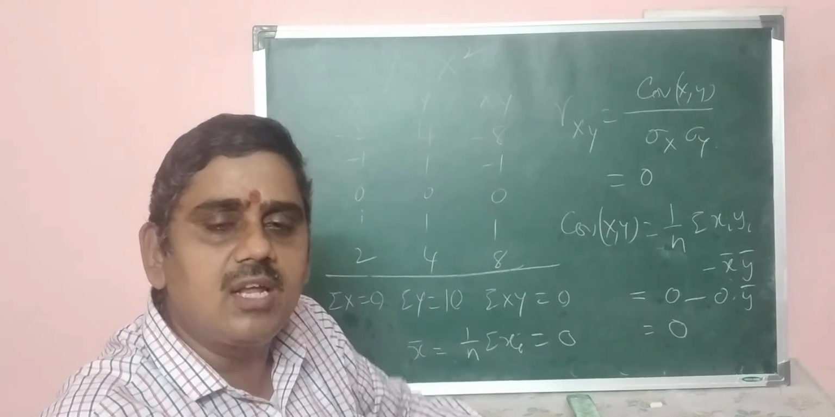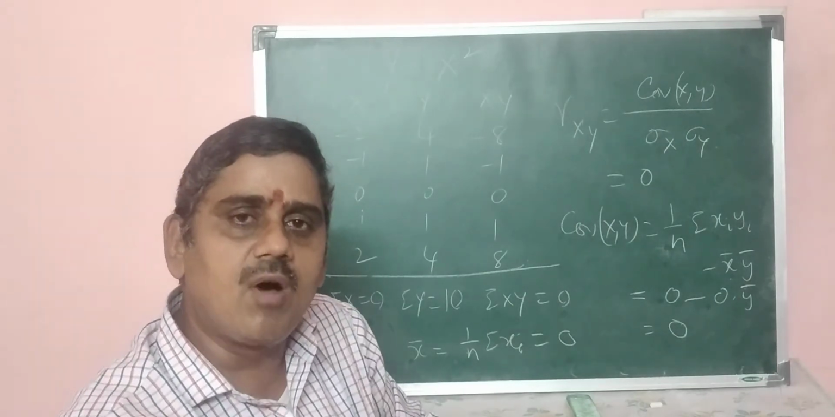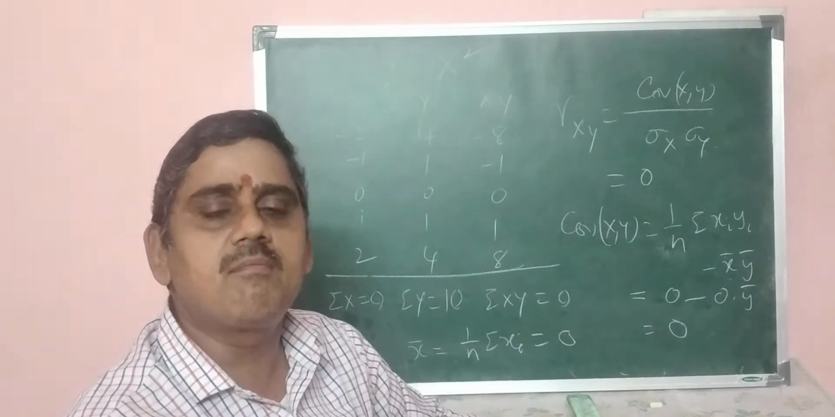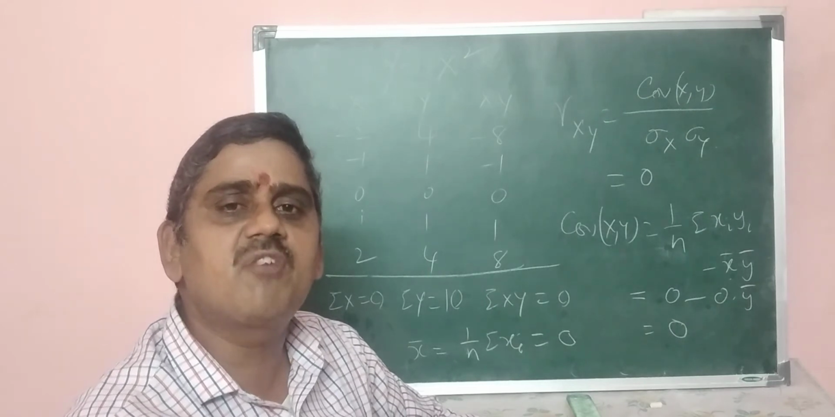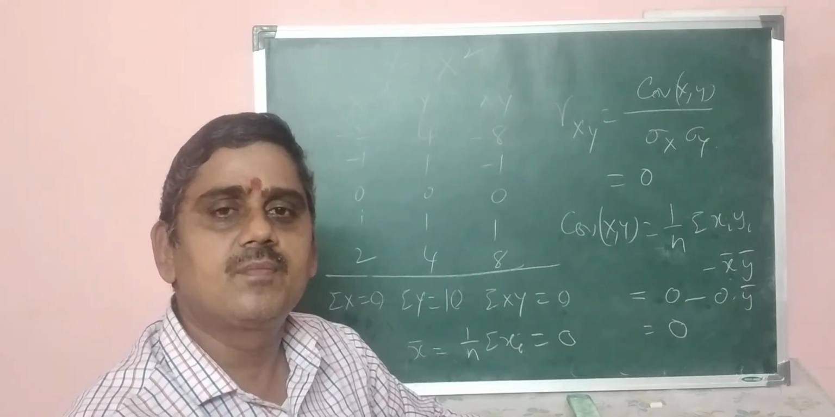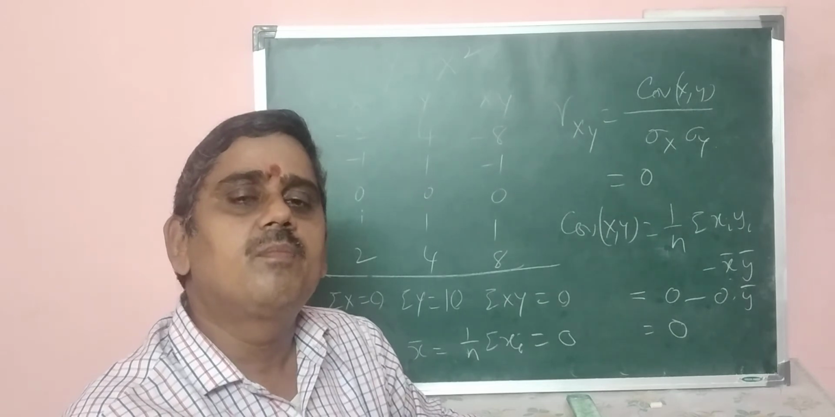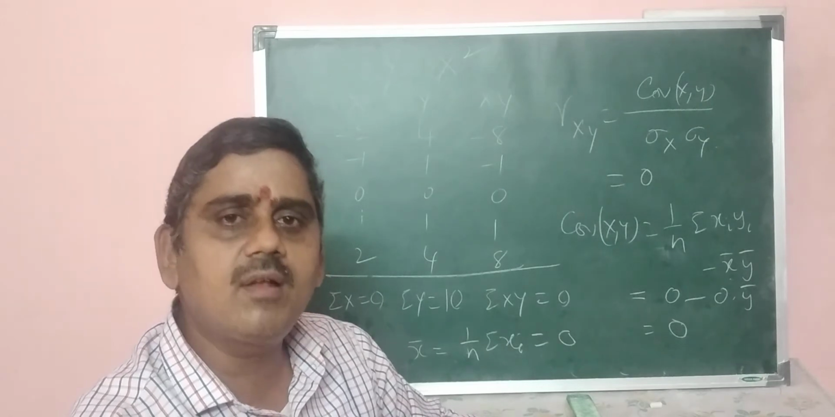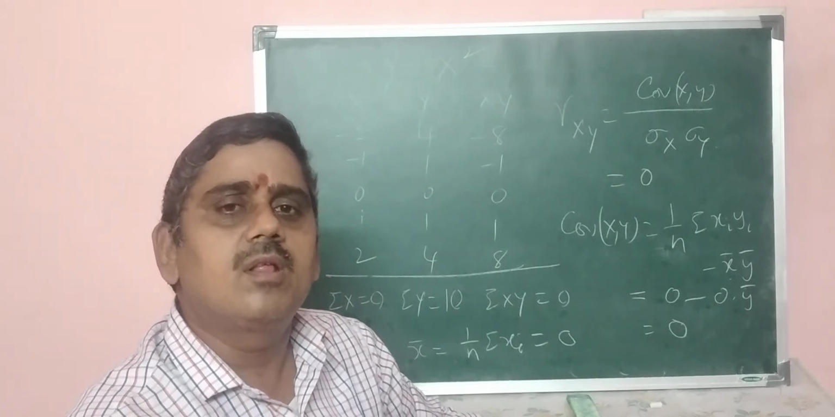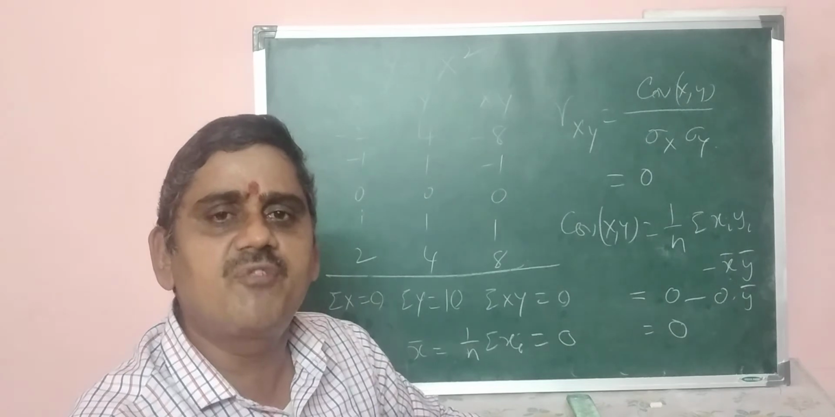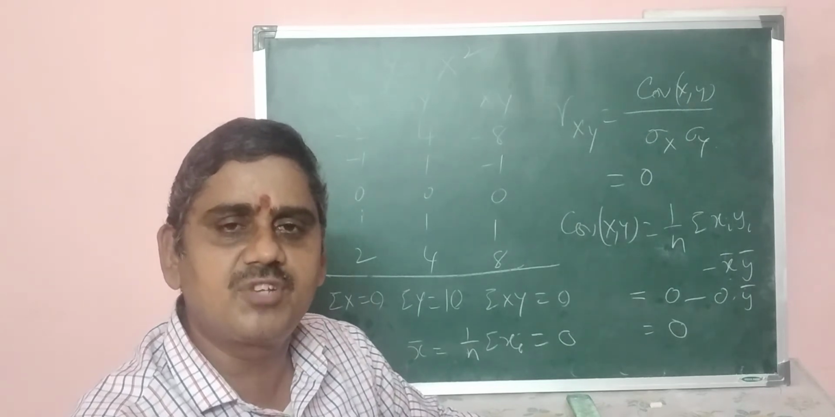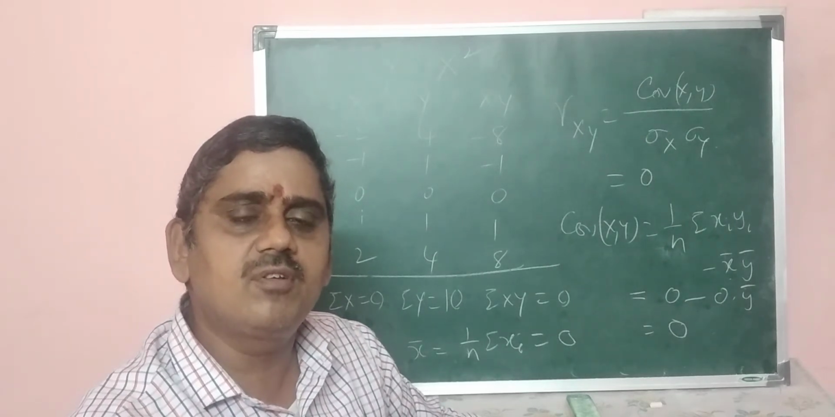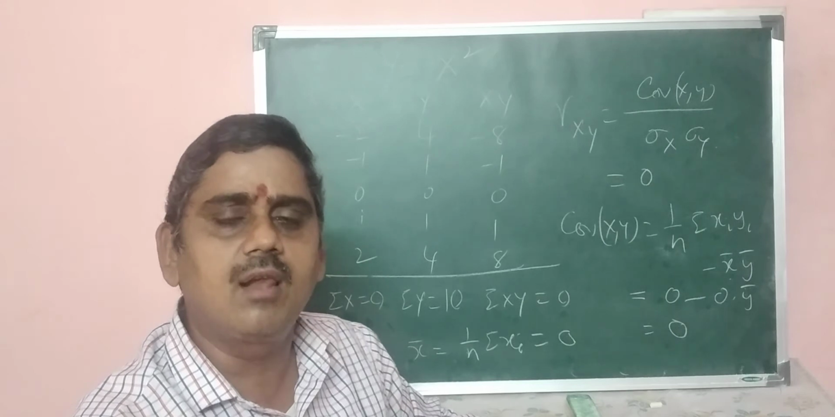What are the properties? I recollect. Property number 1: correlation coefficient is purely a number, independent of any units of the given data. Second one: the limits of correlation coefficient are plus or minus 1. Third one: the correlation coefficient is independent of shifting the origin and scale. That is the effect of change of origin and scale.